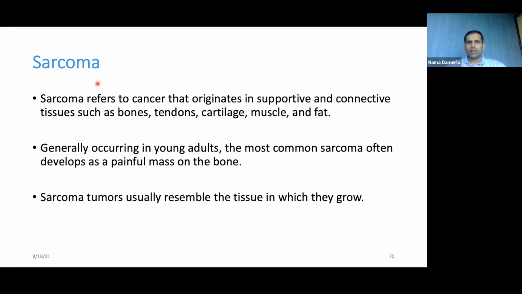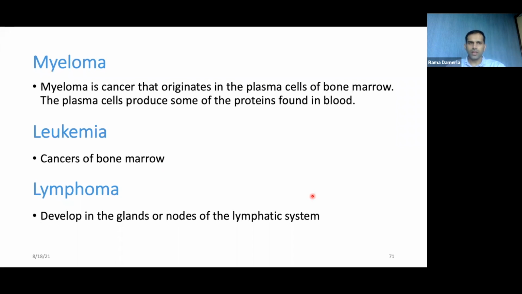And then sarcoma refers to cancer that originates in the supportive and connective tissues, such as bones, tendons, cartilage, muscle, and fat. These generally occur in young adults, and most commonly sarcoma develops as a painful mass on the bone. Sarcoma tumors usually resemble the tissue in which they grow. Myeloma is cancer that originates in the plasma cells of the bone marrow. Leukemia is also a cancer of the bone marrow. And then lymphoma develops in the glands or nodes of the lymphatic system.